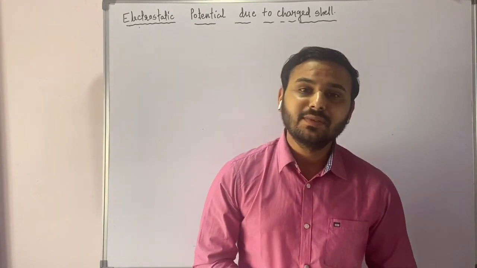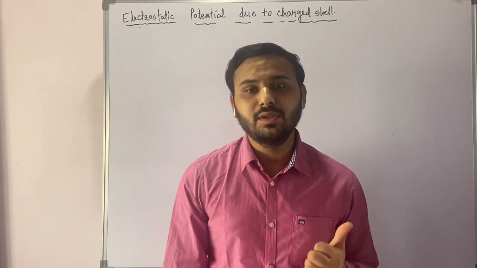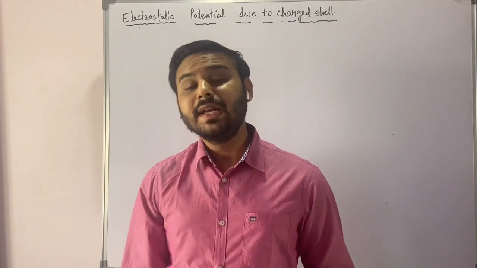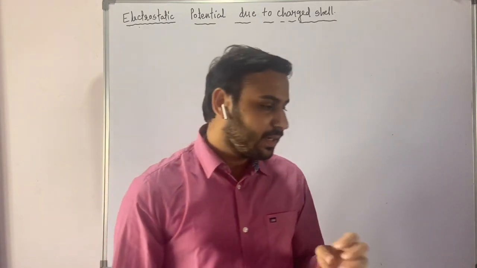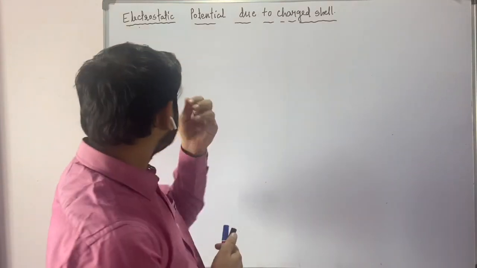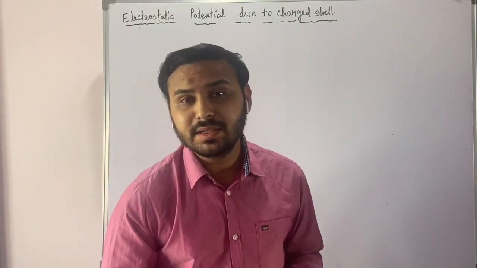In our previous lecture, we have discussed electrostatic potential due to a point charge, due to a dipole, as well as due to multiple charges, the multiple charge system. But now, this is all about continuous charge distribution.